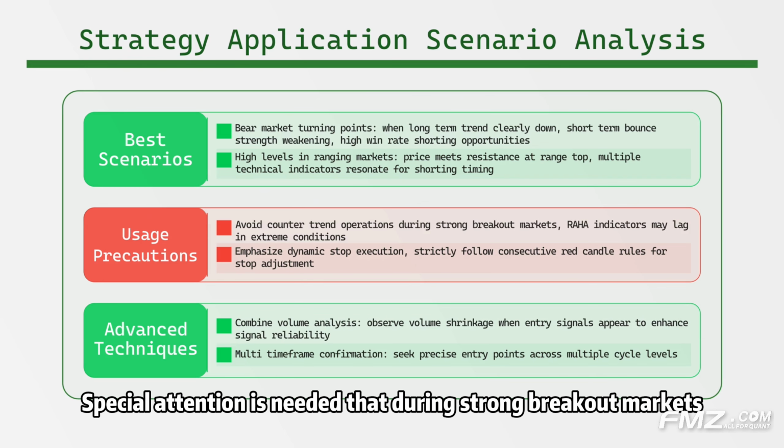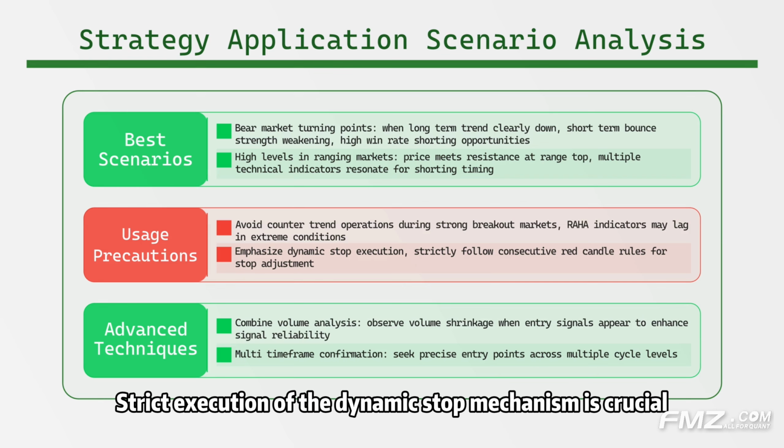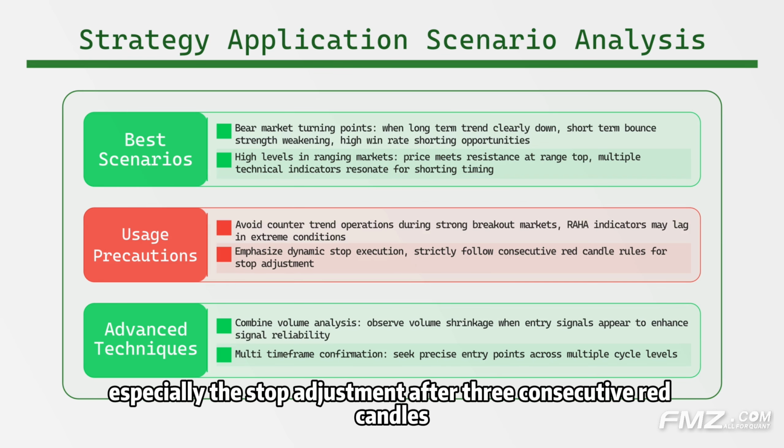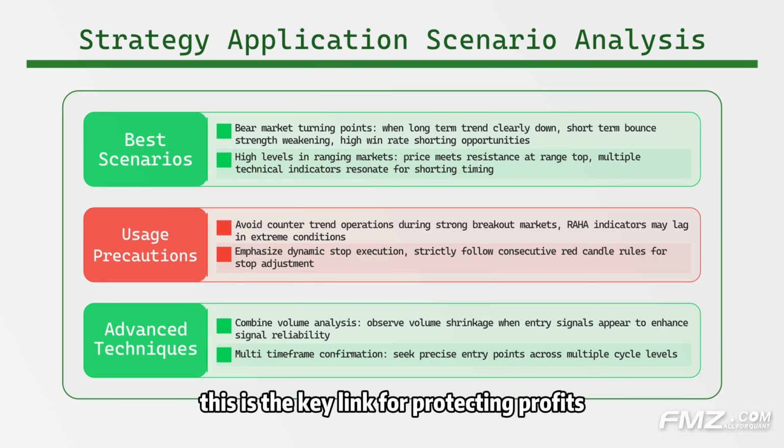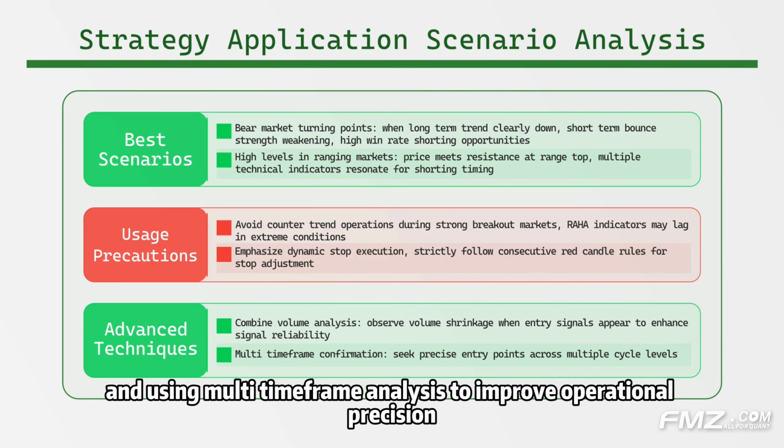Special attention is needed that during strong breakout markets, avoid counter-trend operations, as RAHA indicators may show lag. Strict execution of the dynamic stop mechanism is crucial, especially the stop adjustment after 3 consecutive red candles. This is the key link for protecting profits. Advanced application suggestions include combining volume shrinkage signals to enhance entry confirmation and using multi-timeframe analysis to improve operational precision.